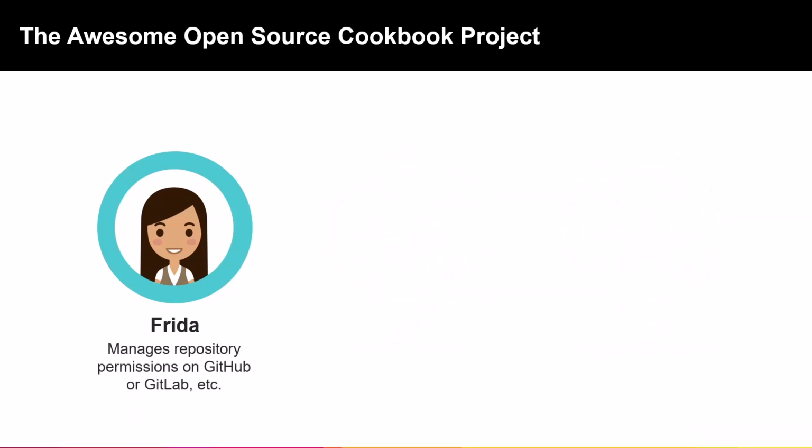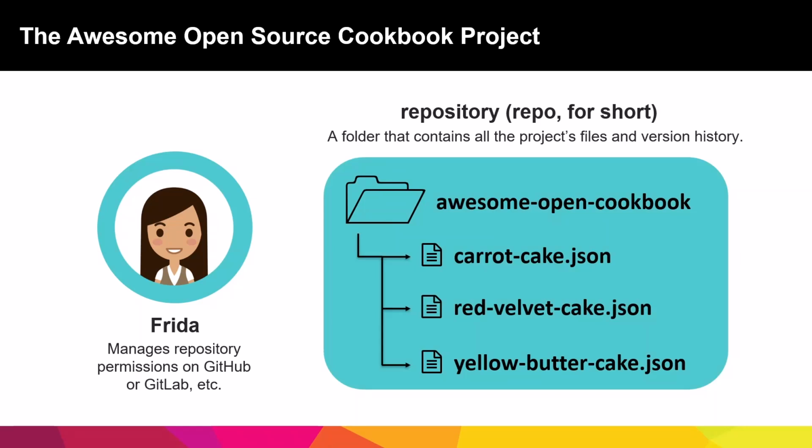So let me introduce one key term to start with, and that term, you've heard me use it a couple of times already. That's the term repository, or sometimes called repo for short. A repo is basically a folder that contains all the project's files and its version history. So in this case, we've got a folder called Awesome Open Cookbook, and it contains the files with our recipes in it. So maybe it contains a carrot cake recipe, a red velvet cake recipe, and a yellow butter cake recipe.